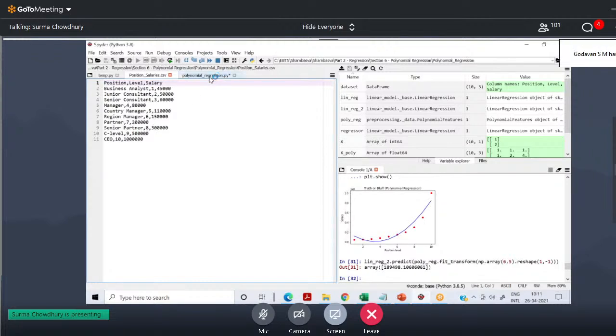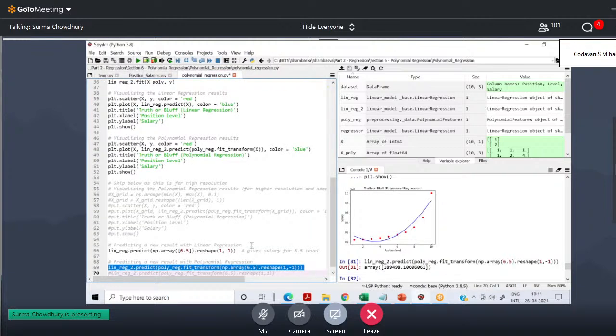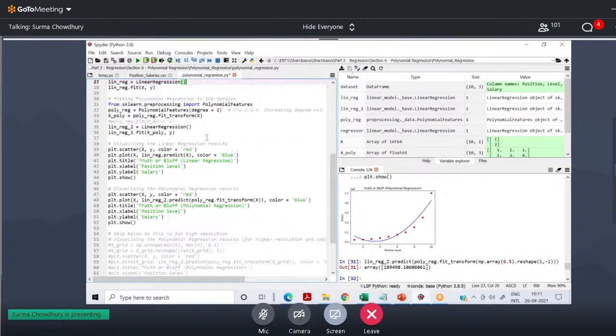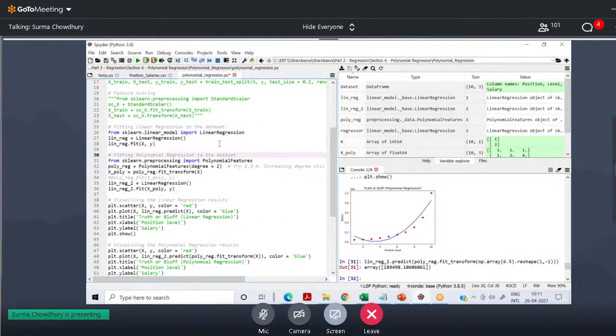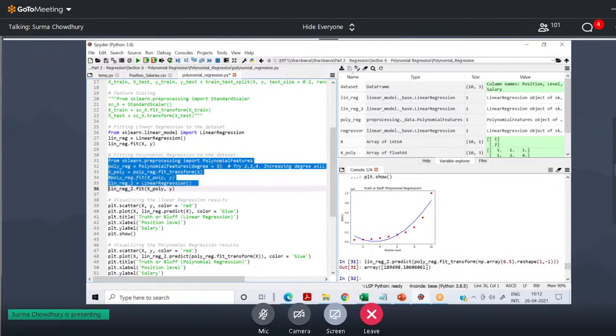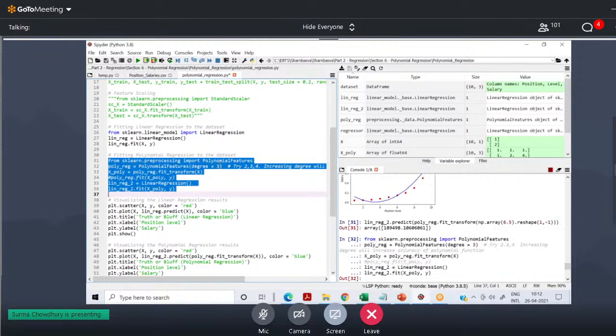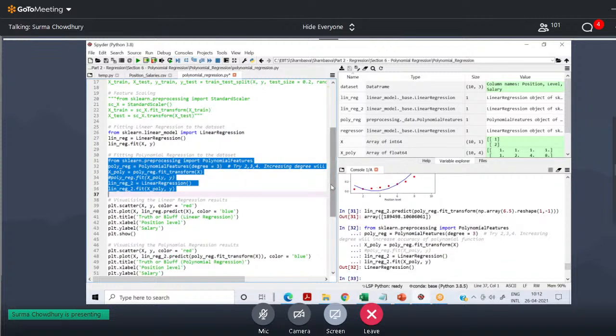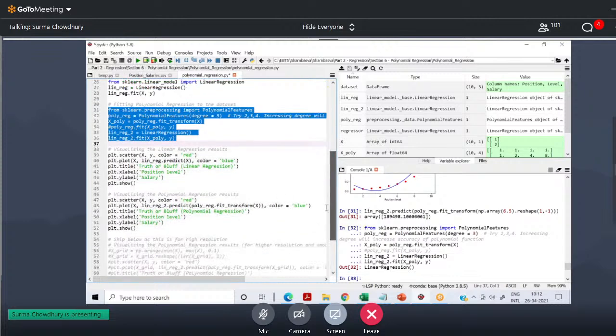So what can I do? Let me try degree equal to 3. I go back and make the degree equal to 3, and let me run this again. Now let me do the visualization for the polynomial.